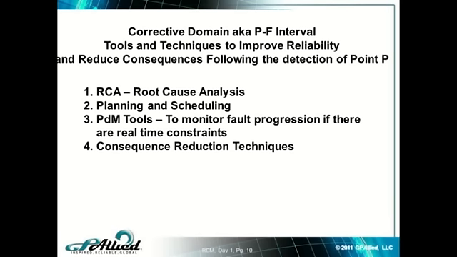Right? So it's really there to monitor fault progression to deal with your time constraints. This is also a place where we can develop consequence reduction techniques. Again, this goes right along with planning and scheduling to reduce the mean time to restore, because once you have hit point P, the item is going to fail. So what can we do now to reduce the consequences?